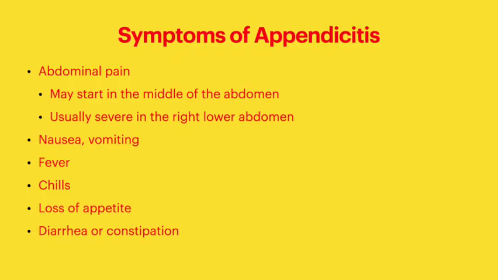So the symptoms of appendicitis include, obviously, abdominal pain. It may start in the middle of the abdomen though, and then migrate down to the right lower quadrant where the pain is usually severe. Commonly there's nausea and vomiting, a fever, chills, loss of appetite, and you may have diarrhea or constipation as well.